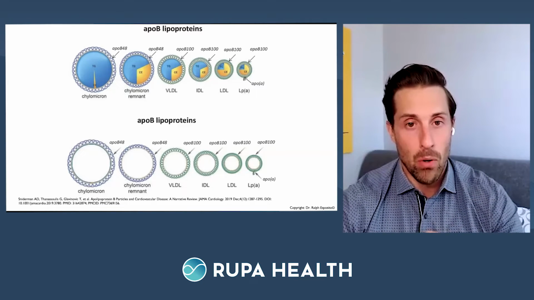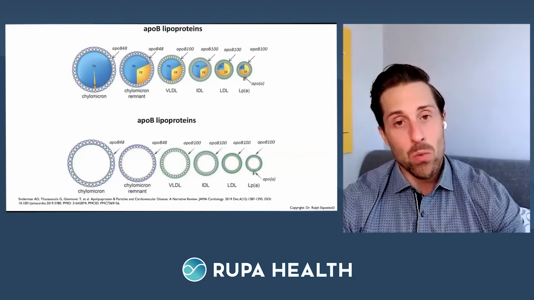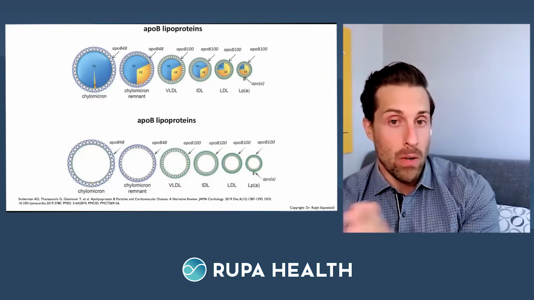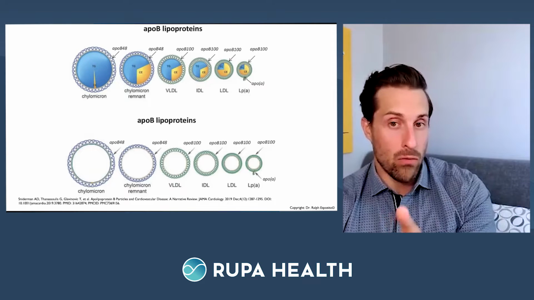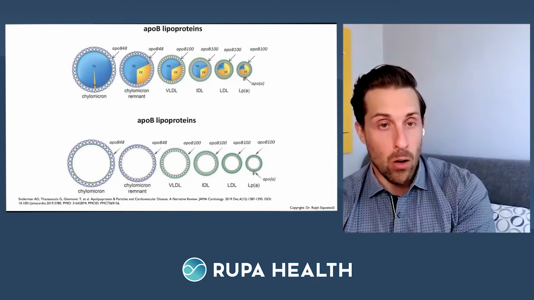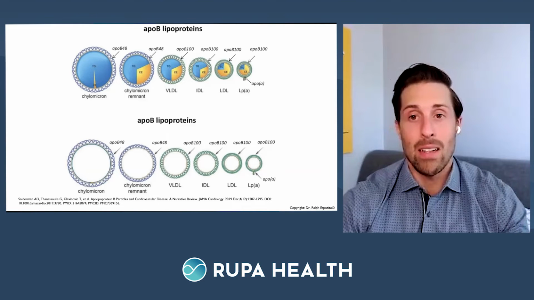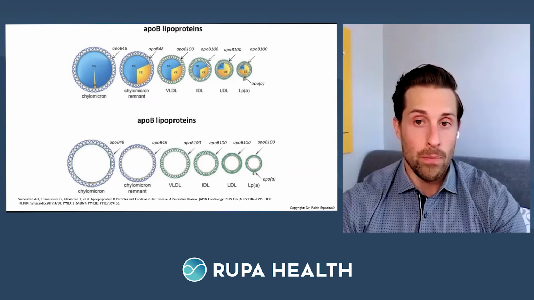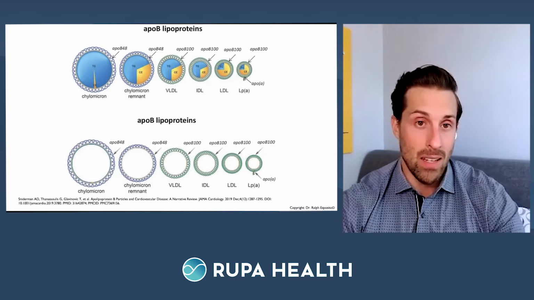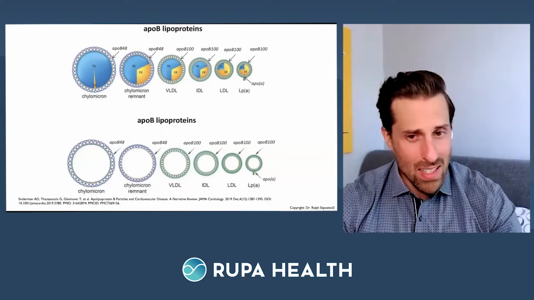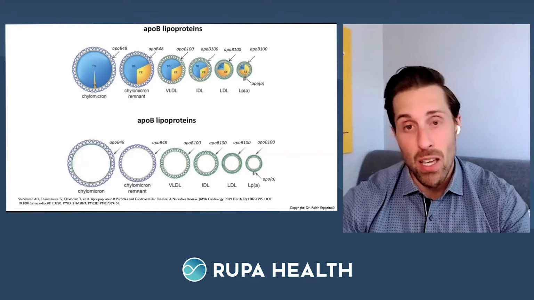This is essentially a breakdown of the cholesterol ester, which is again at the core, and the triglyceride makeup of different lipoproteins. And you can see as we go down from chylomicrons to chylomicron remnants, all the way down to Lp(a), the triglyceride content decreases and the cholesterol ester content increases.